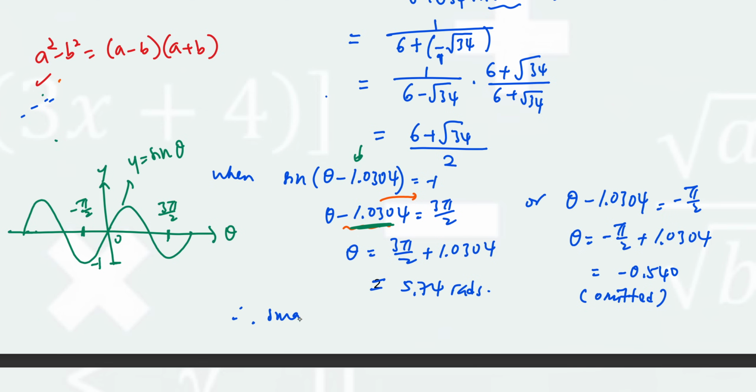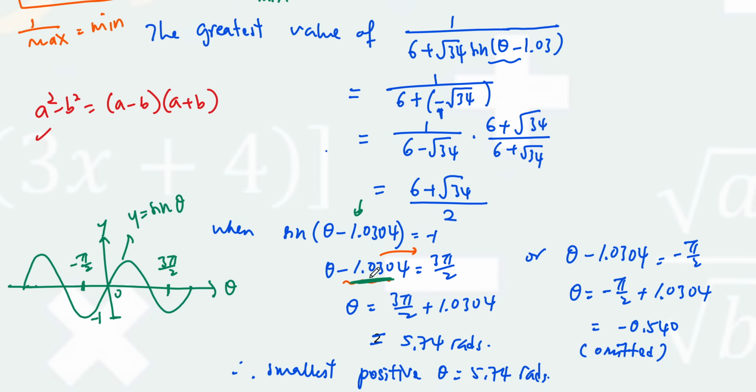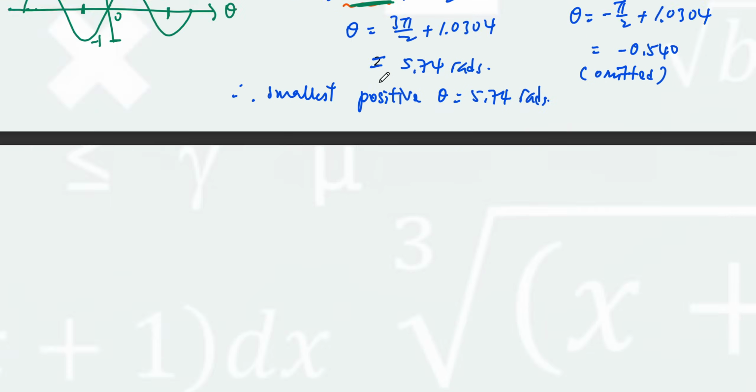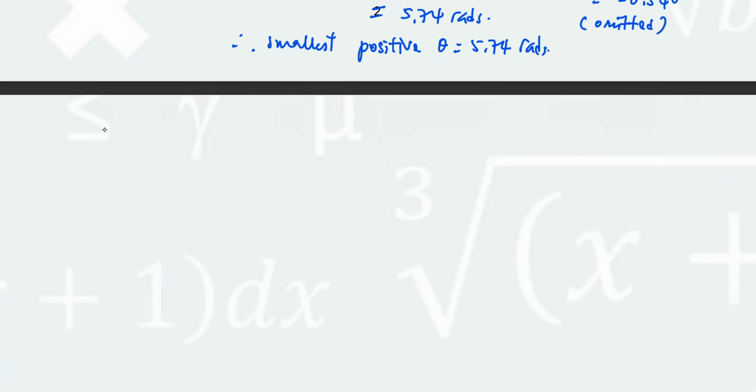Therefore, the smallest positive theta equals 5.74 radians. So you have to consider both, because sometimes you might get the answer when you consider the negative angle. Alright, so this is the theta when we are finding the greatest value for the function. And now we need to proceed with the smallest, or the least.